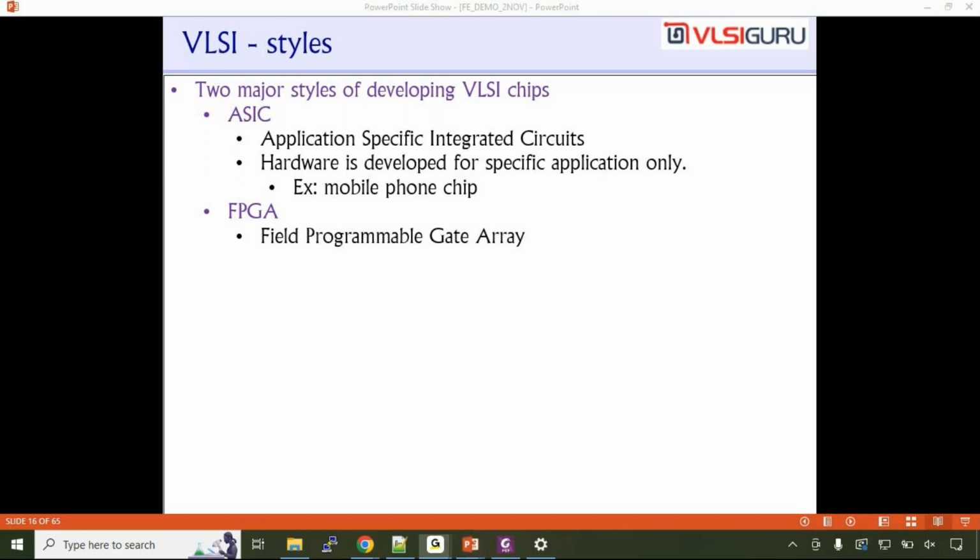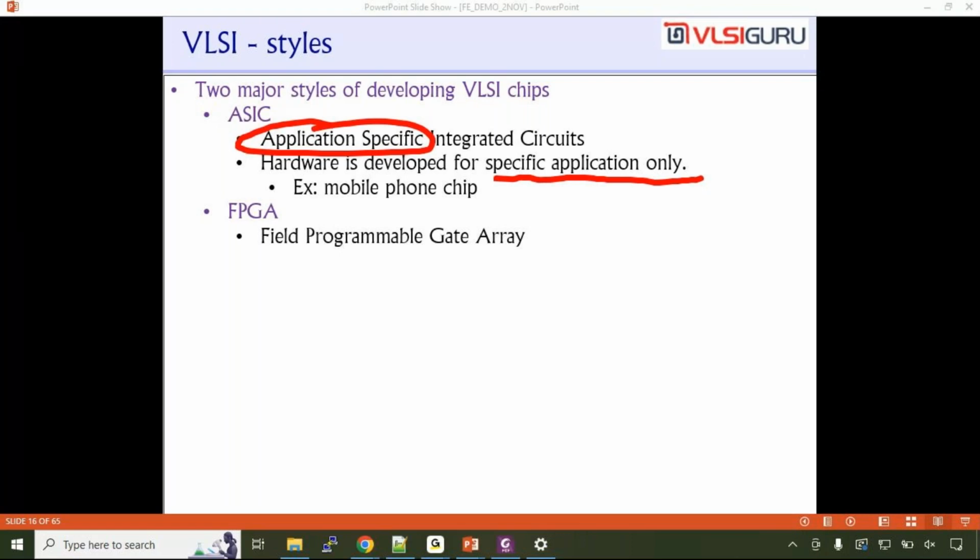So let's understand the meaning of the term specific application. If you go to any company, let's say NVIDIA, they are developing a chip, or take Qualcomm, they are developing a chip for mobile phones. That will only work as a mobile phone. Whatever Qualcomm develops, you cannot use it as a television chip or as a laptop chip. Even though there might be a lot of things in common, you cannot use it because it is developed specific to an application.